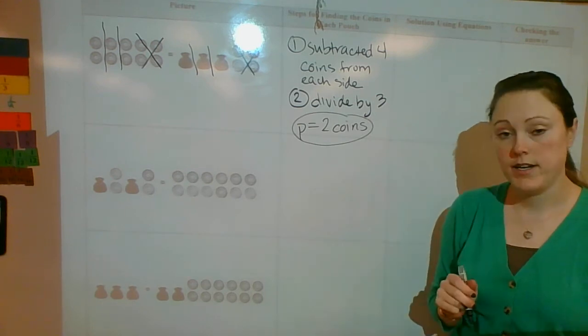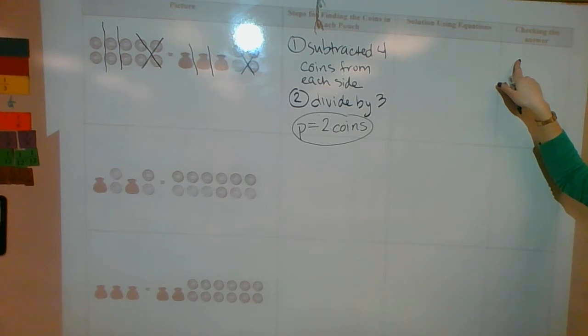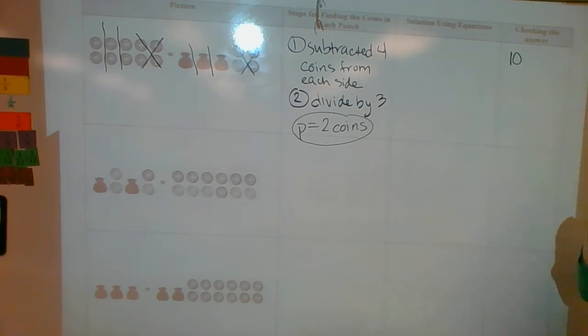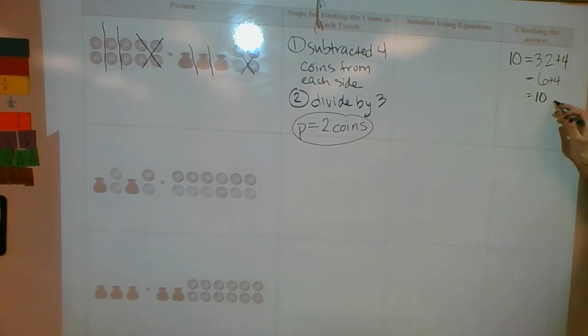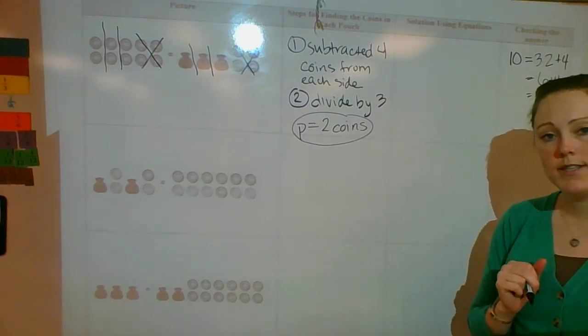If you'd like to do the check step, that's a great idea. So over here in this far hand column, go ahead and put it in. If I have 10 coins, does that equal 3 pouches that each have 2 in them, plus the extra pocket of 4? So 3 times 2 would give me 6 in the pouches, plus the extra 4. And yes, 10 does equal 10, so I know my correct answer is 2 coins.